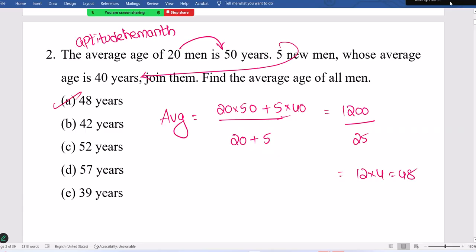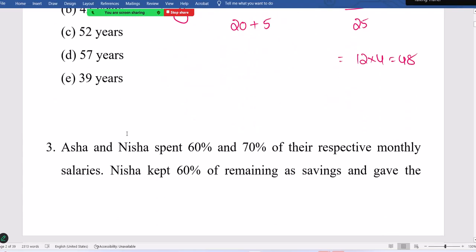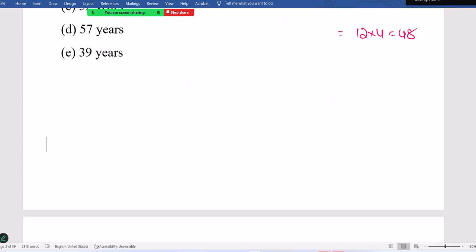Perfect. Option A is correct. 48 years is the average of all men. First two questions related to averages. Fine, let it be. Now see percentages related question.